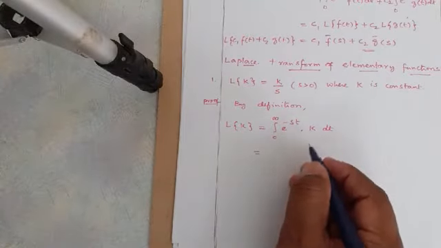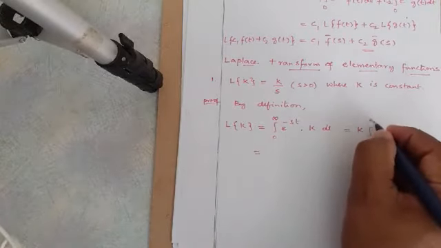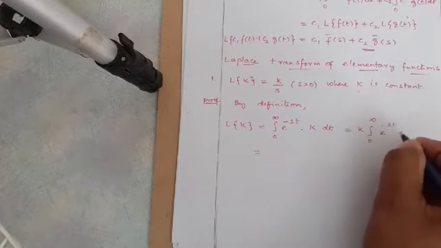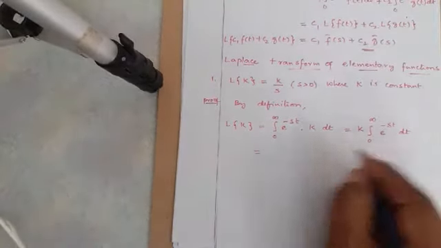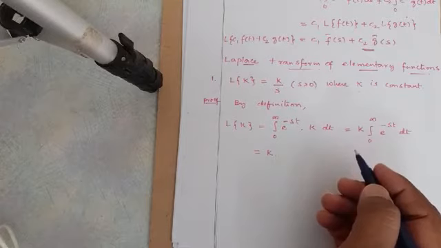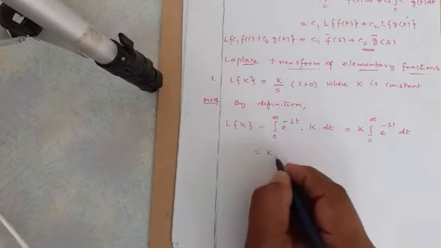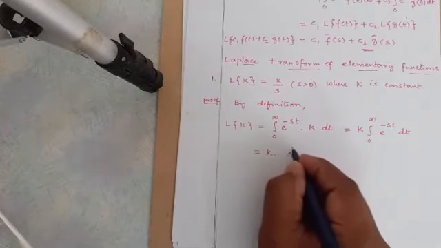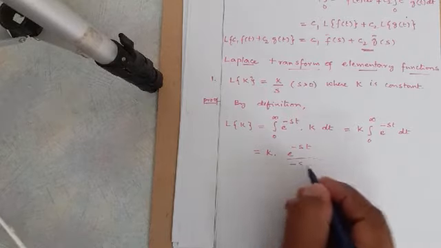Now k is a constant, so if you take the constant outside, this becomes k into integral 0 to infinity e power minus st dt. Then when you integrate e power minus st, you use the formula: integral e power ax dx is equal to e power ax by a. So we get k into e power minus st upon minus s, since a is nothing but minus s.